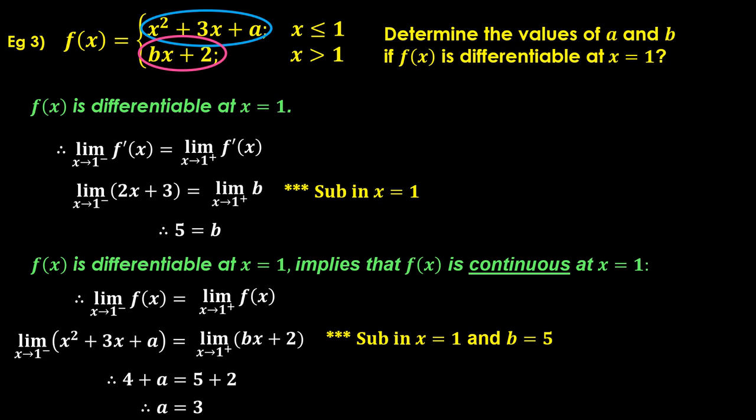So remember, if it's stated that a function is differentiable, we can assume that this implies that the function is also continuous at x equals 1.